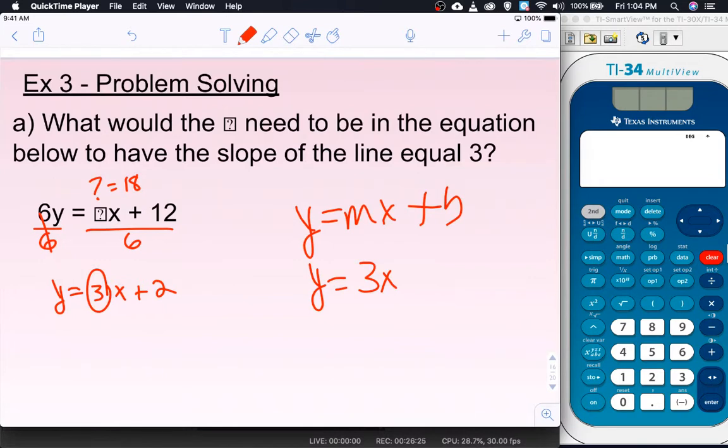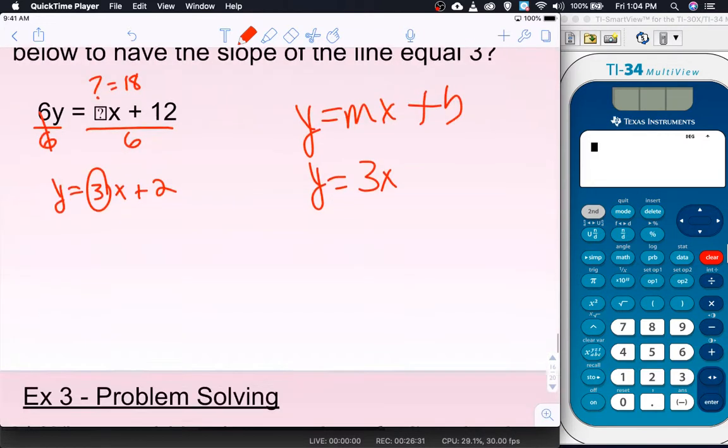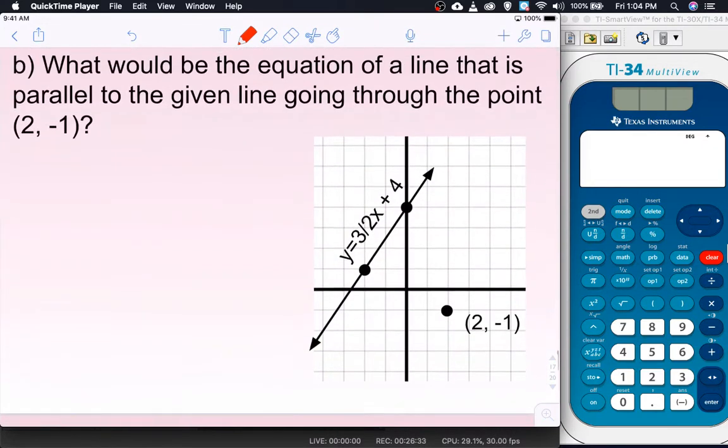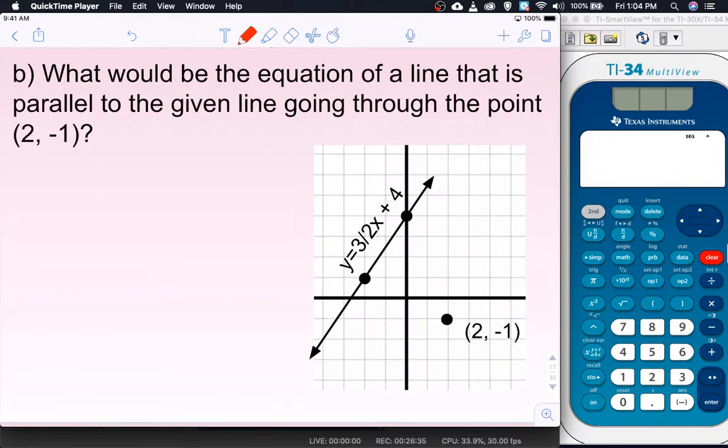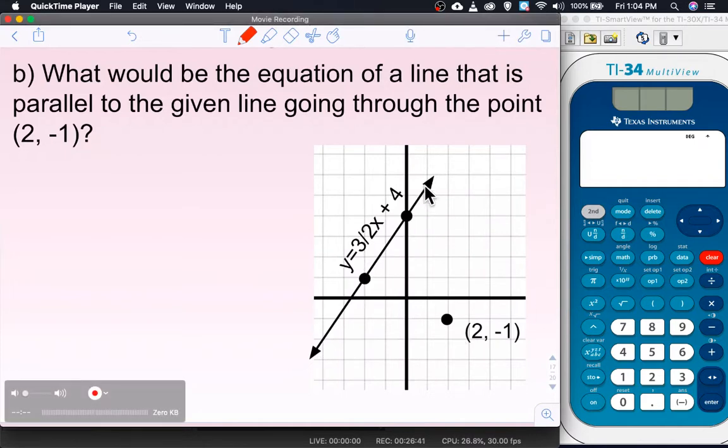That wasn't too bad. A little bit of reasoning, a little bit of problem solving, a little bit of thinking ahead. What would be the equation of a line that is parallel to the given line? So parallel to this. That is parallel to the given line going through the point (2, -1). So I want the equation of a line that's parallel to this one, but goes through this point.